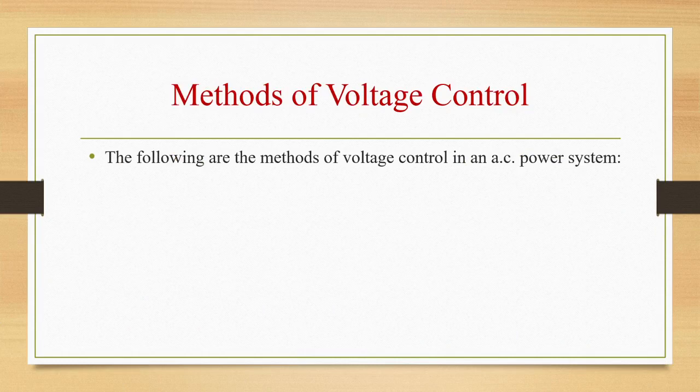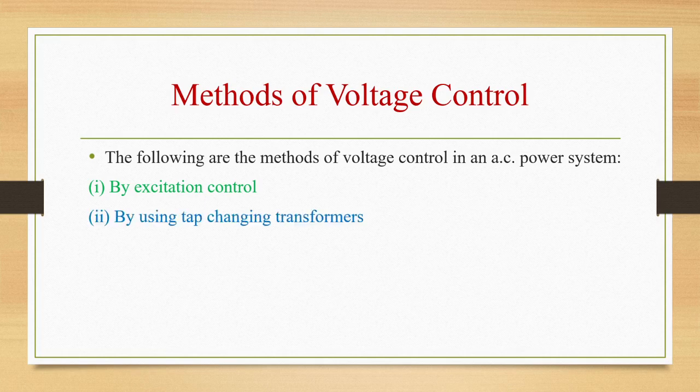Let us see what are the various methods of voltage control in an AC power system. First method for voltage control in an AC power system is by excitation control. Second one is by using tap changing transformers. Third one is auto transformer tap changing.